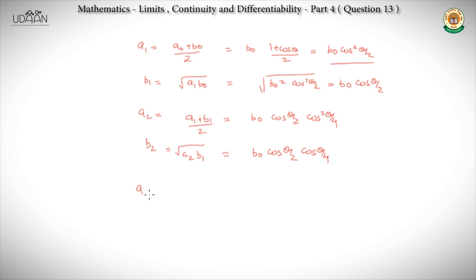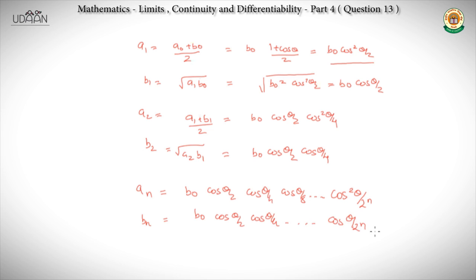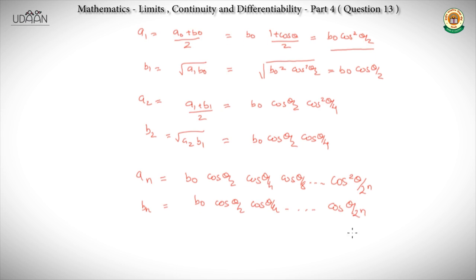So when we say that we have to find the value of an by observing the trend, we can say that an equals b0 cos (theta by 2) cos (theta by 4) cos (theta by 8) and so on till cos square (theta by 2 raised to n). We can see that in an the last term has this square term in it. Similarly, when we check out bn, we get bn equals b0 cos (theta by 2) cos (theta by 4) and so on till cos (theta by 2 raised to n). We can see that the degree of the last term is 1 over here.